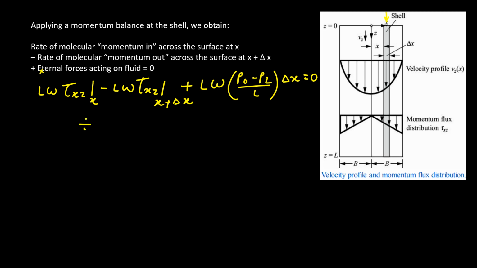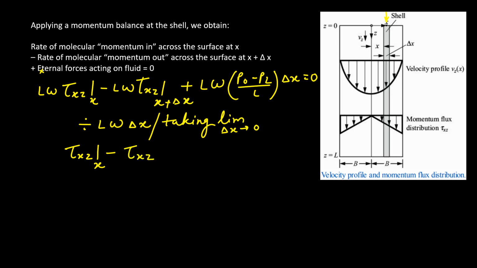Now dividing by LW into delta x and taking the limit delta x tends to 0, we get tau xz at x minus tau xz at x plus delta x, upon delta x, plus P naught minus PL upon L, equals 0.